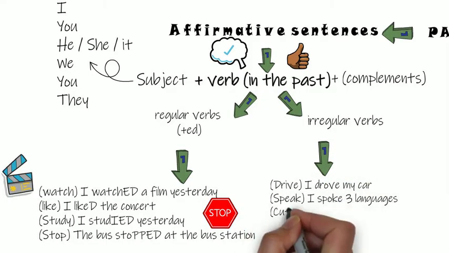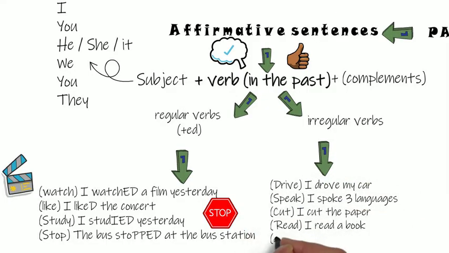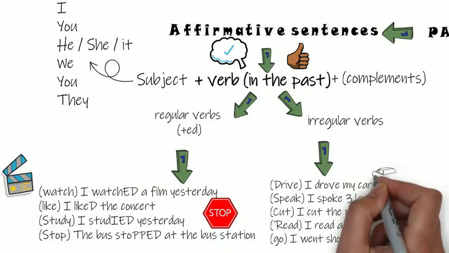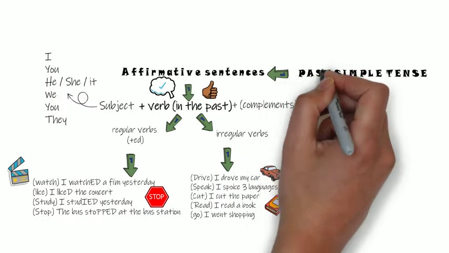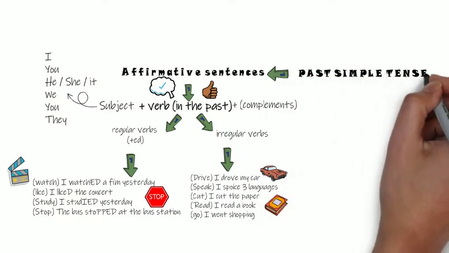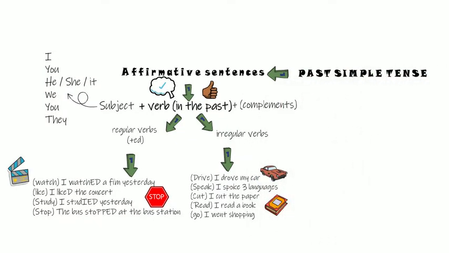I drove my car. I spoke 3 languages. I cut the paper. I read a book. And I went shopping. These are examples of irregular verbs. They change. They do not need to add ed. You have to change them.